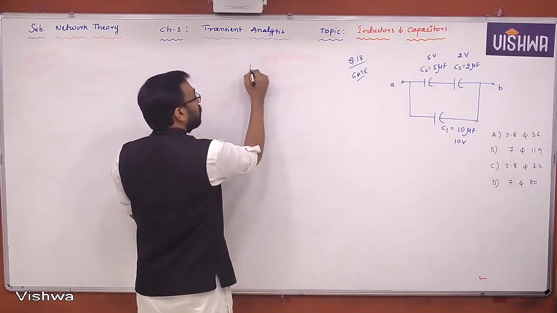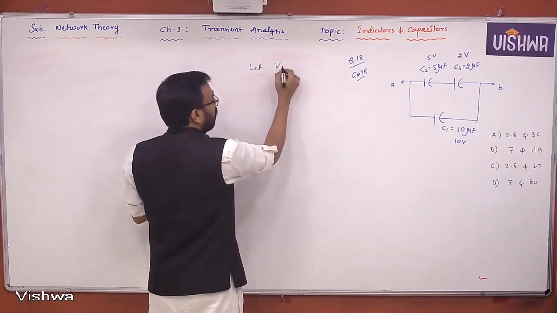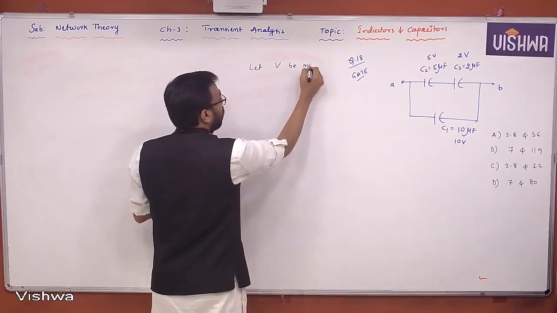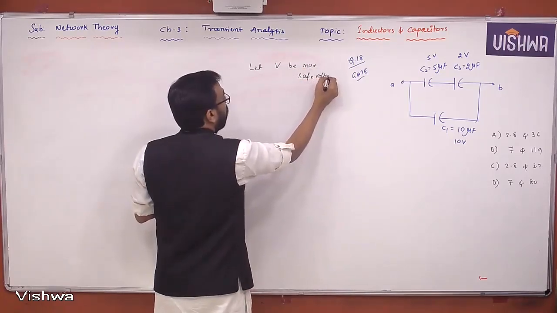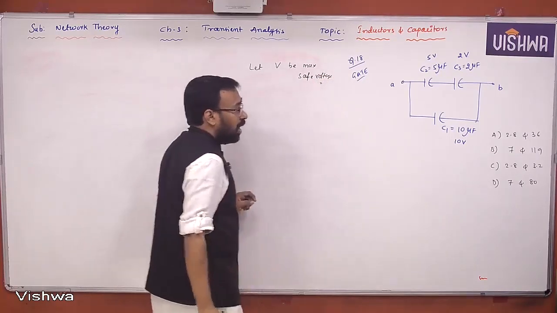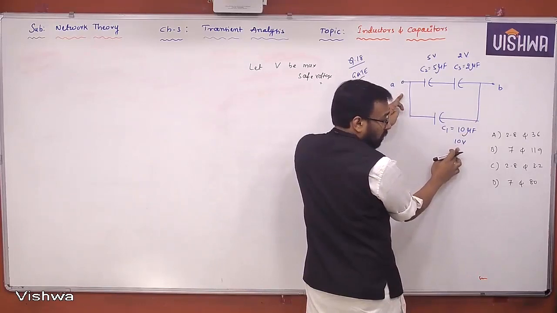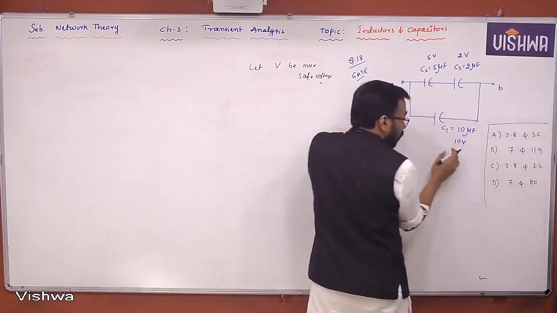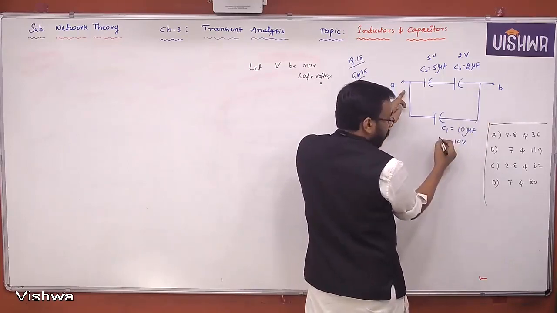Let us assume that V be the maximum safe voltage. Understand all of you, okay? Maximum safe voltage. Look at this, when you apply that maximum safe voltage, no doubt that must be less than 10 volts. Forget about these options, okay? No doubt that is less than 10 volts. Now, if I apply that voltage, what will happen? This is safe, no doubt.